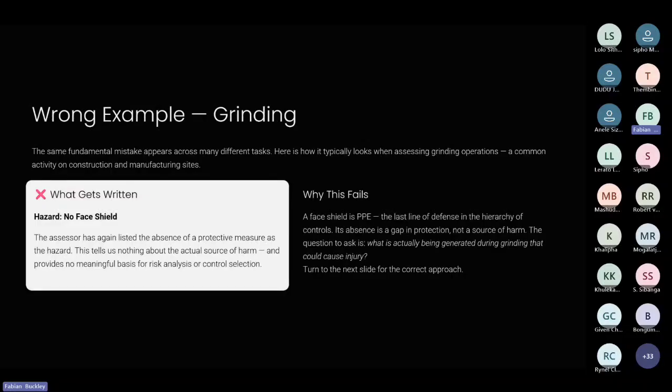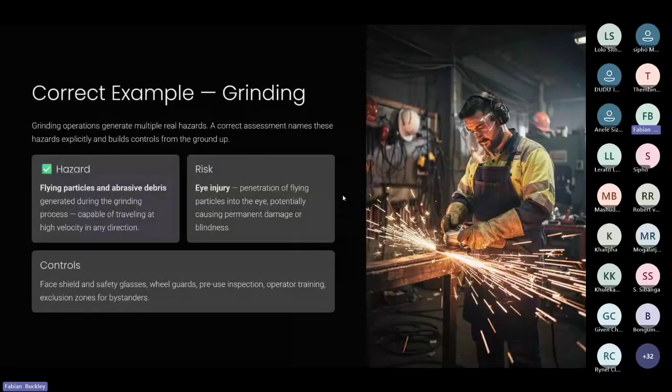Why does this fail? A face shield is PPE, the last line of defense in the hierarchy of controls. Its absence is a gap in protection, not a source of harm. The question to ask is, what is actually being generated during grinding that could cause injury? So this is a perfect example.